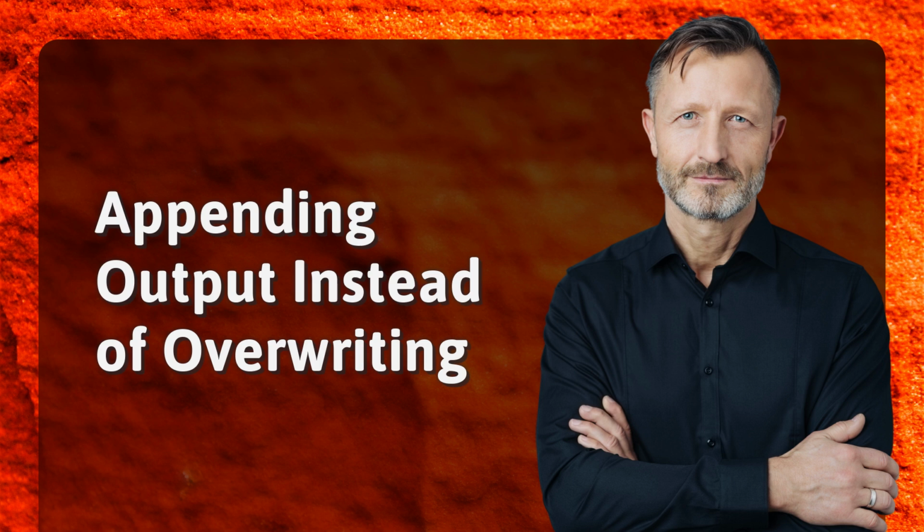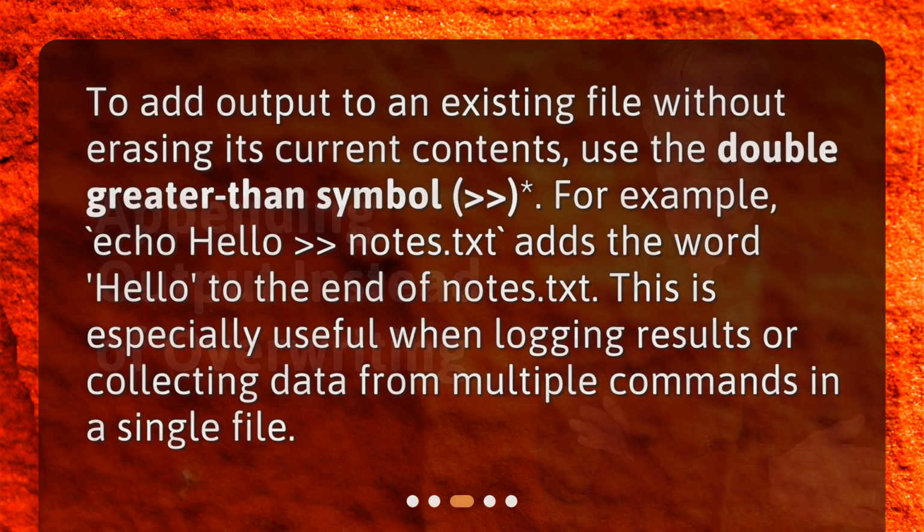Appending output instead of overwriting. To add output to an existing file without erasing its current contents, use the double greater than symbol, >>. For example, echo hello >> notes.txt adds the word hello to the end of notes.txt. This is especially useful when logging results or collecting data from multiple commands in a single file.